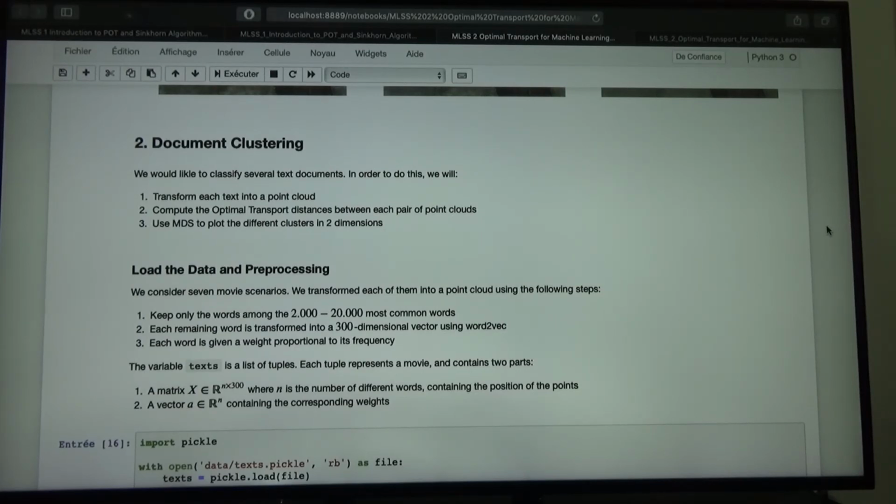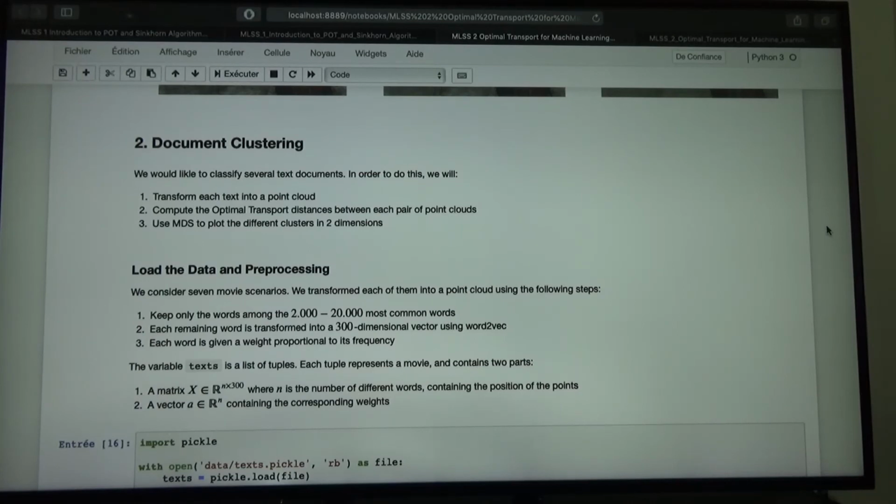And word2vec creates embeddings, vectors representing the words, that have some meaning. So if two words have a similar meaning, they should be close in Euclidean distance, for example. So it quite makes sense to do that.